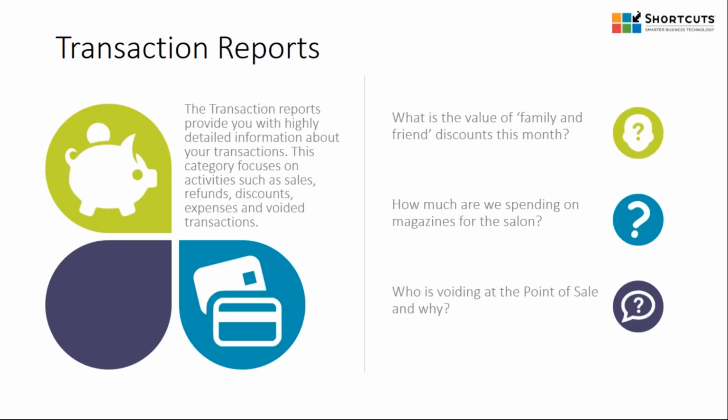So our transaction reports focus on activities such as sales, refunds, discounts, expenses, and voided transactions. So what is the value of family and friend discounts per month? You can find out how much we are spending on magazines for the salon and who is voiding at the point of sale and why.